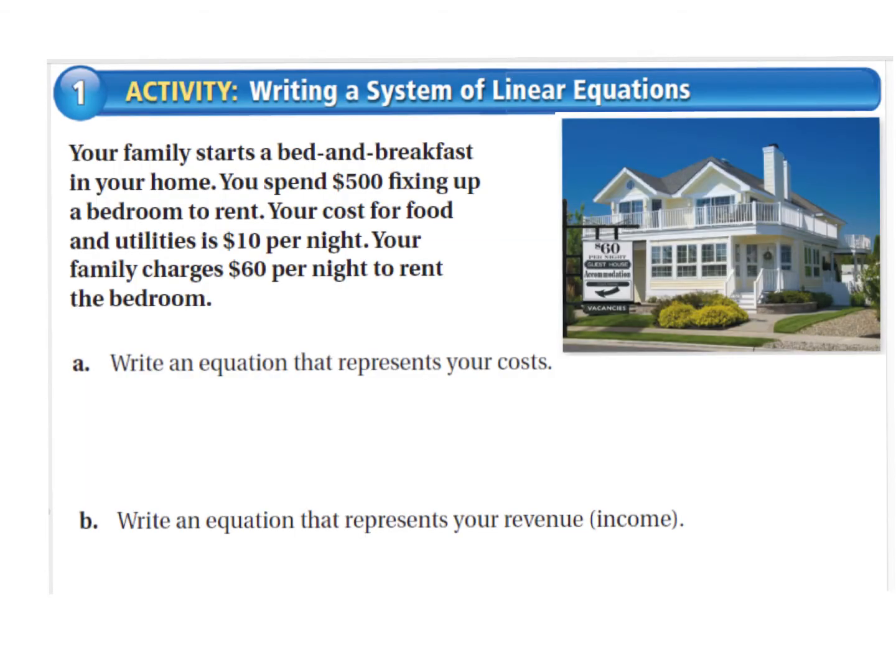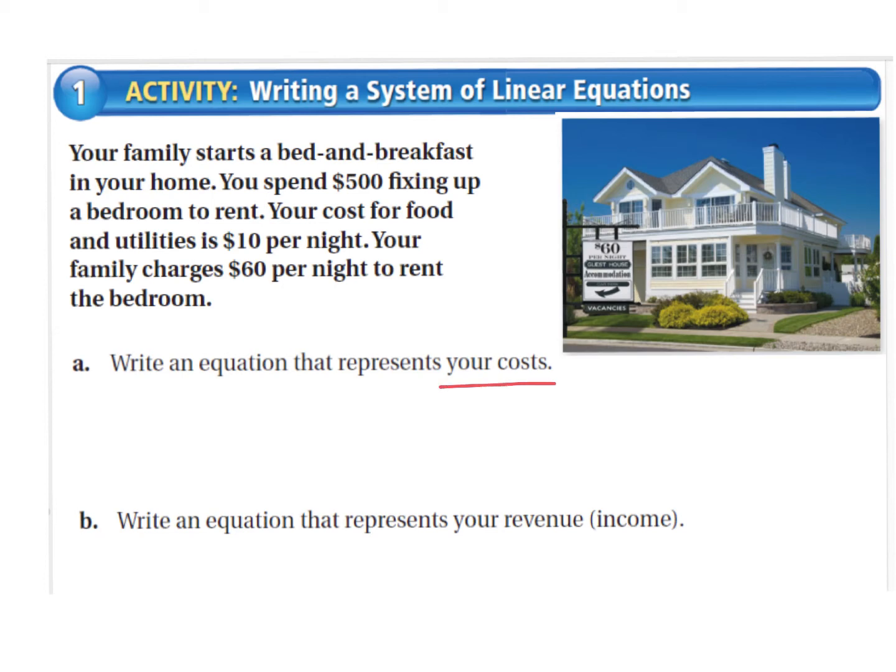So we're going to start with this example. Your family starts a bed and breakfast in your home. You spend $500 fixing up a bedroom to rent. Your cost for food and utilities is $10 per night. Your family charges $60 per night to rent the bedroom. So we're going to write two equations.